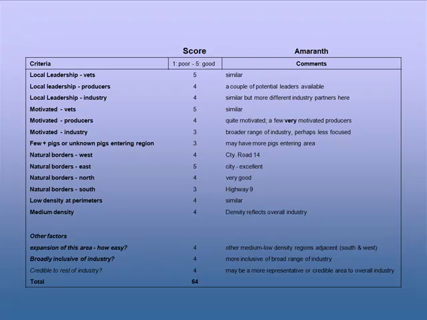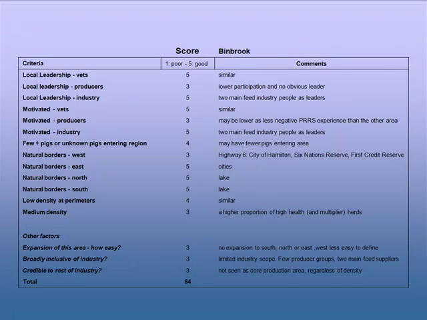So what we did was we went through and we looked at each of those regions and tried to put it on a scorecard, looking at 1 being poor and 5 being good. Local leadership in terms of vets, producers, industry, are they motivated, are they not motivated? And looking at the pigs moving into the area as well as the borders. And you can see that from both of the regions, there you could go up and down. One person would say 3, or another person would say 4, but they're both getting the same score. So they're almost in a dead heat at this point.